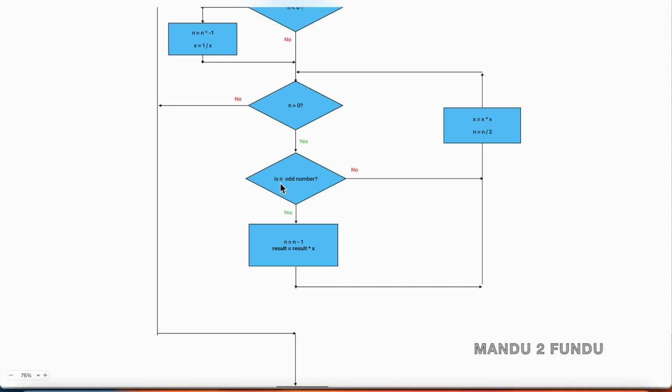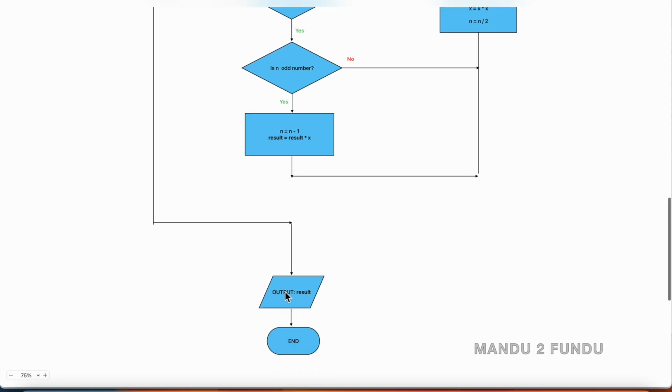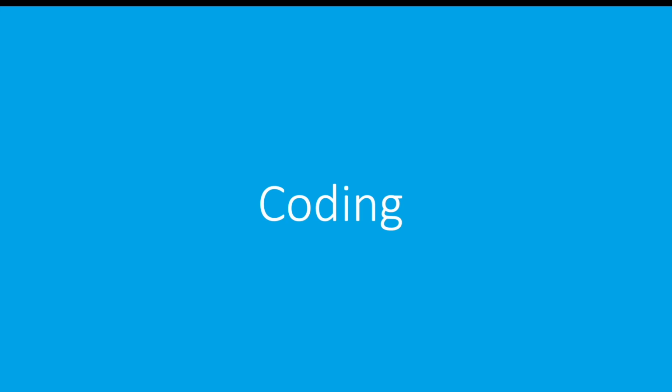If it is an even number, we don't have to do this. Then in each iteration, we update the value of x by squaring it and we update the value of n by halving it. When the value of n is equal to 0, we break out of this loop and finally return the result. Let's move on to coding.